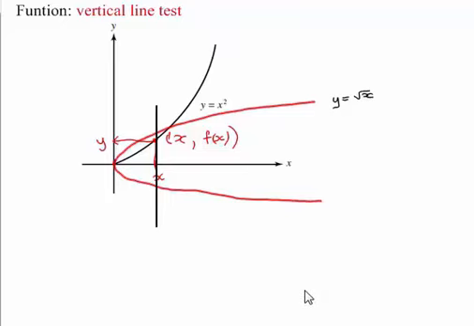So when somebody comes in to test you and gives you all sorts of graphs and says establish which one is a function, you must do what we call the vertical line test. Then you decide this is a function, this is not a function. Are we fine there? Any questions? Okay, now let's talk about examples.